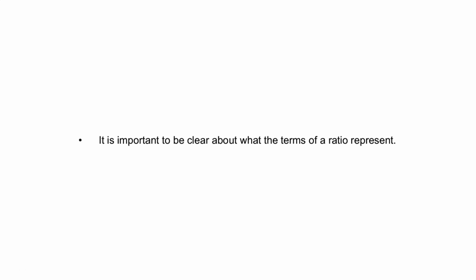It's important to be clear about what the terms of a ratio represent. So the first number always refers to the first part of the ratio, and the second number that follows the colon refers to the second part of the ratio.